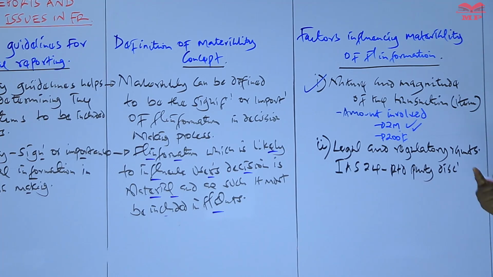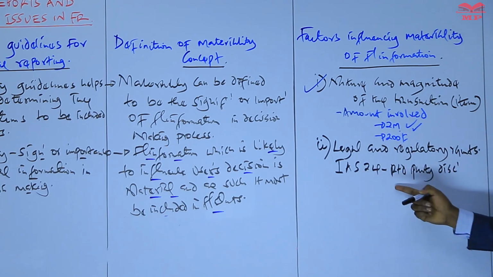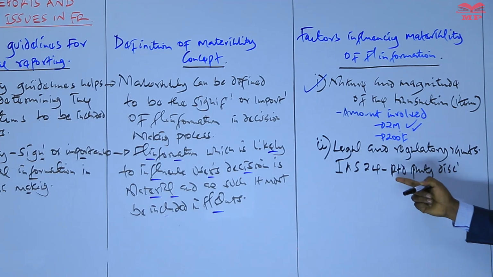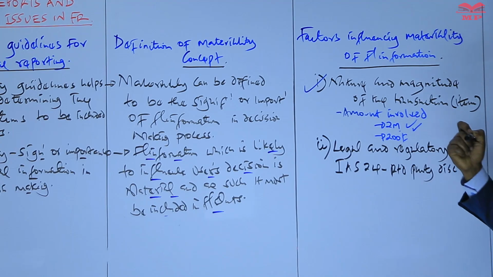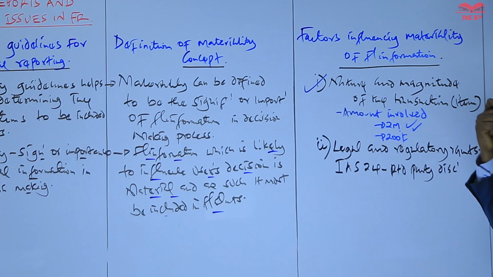They are material because if the company does not disclose those transactions, the financial statements prepared do not comply with these standards, since the related party transactions were not disclosed. So the other factor which determines whether financial information is material is the legal and regulatory requirement. Any financial information which needs to be disclosed by a certain accounting standard or regulatory requirement is material irrespective of the amount.